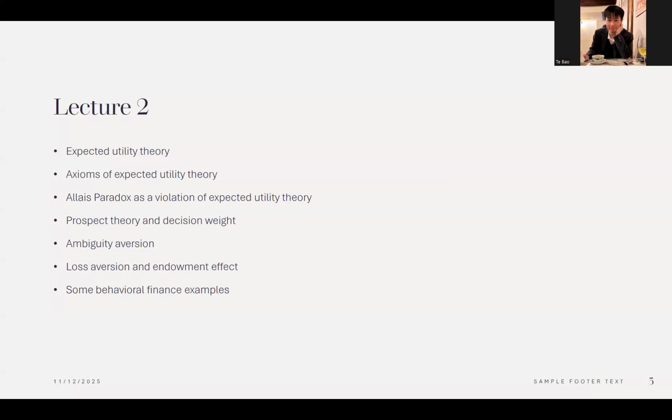Then we briefly mentioned something about ambiguity. I hope all of you still remember. Broadly speaking, risk and ambiguity are both uncertainty. Risk refers to the situation where it's uncertain, but you know the probability. And ambiguity is really uncertain. You know there is uncertainty, but you don't even know the probability of each state to be realized.